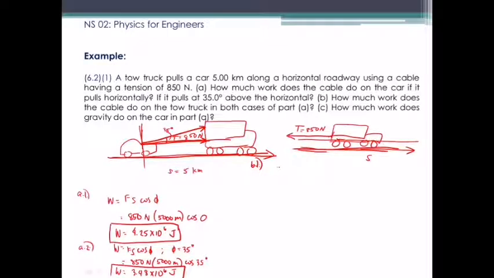So, when we try to calculate work, Fs cosine phi, our phi now, from here, our angle is this one. How many degrees is this angle again? Our angle phi is 180 degrees. So, we have 850 newtons times 5,000 meters cosine 180 degrees.